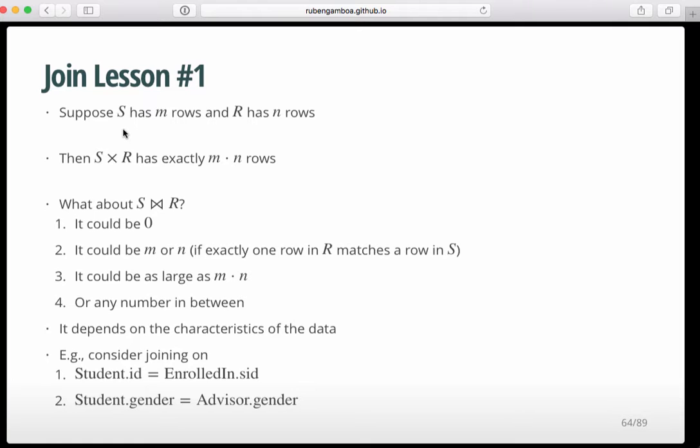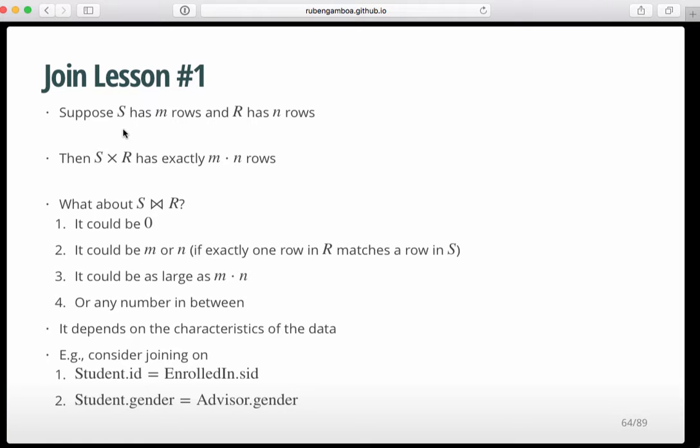So for example, for studio names, that should be the case. The result of studio join movies should be the number of movies, right? Because for every movie, there is one studio, okay? So it could be that. It could simply be one of those two numbers, M or N. Or it could be as big as M times N, okay?